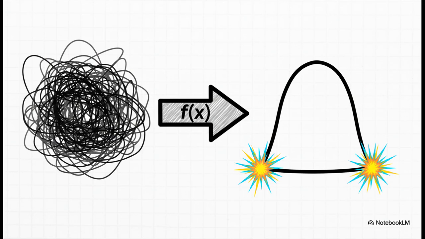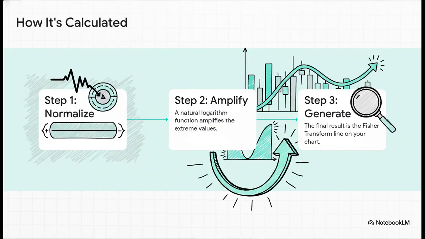And this is where the genius of it comes in. The Fisher transform takes all that messy, chaotic price data and basically forces it to fit into that nice, neat bell curve. It brings order to the chaos. And by doing that, the truly extreme price moves, those potential turning points, suddenly pop out and become way easier to spot.